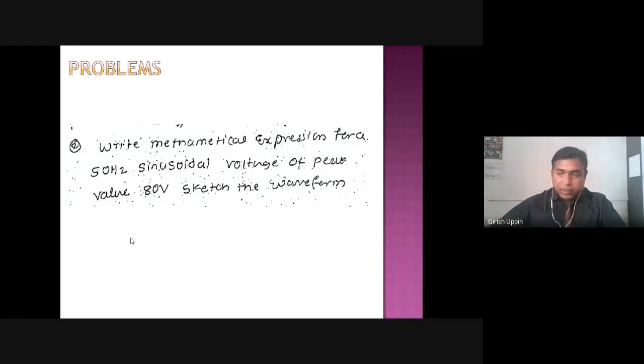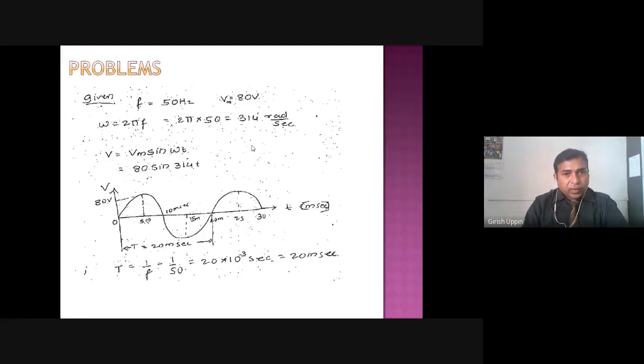What is the mathematical expression? F is given, F is equal to 50 and Vm is equal to 80, isn't it? Therefore, the mathematical expression for the instantaneous value is V is equal to Vm sine 2 pi ft. Okay.